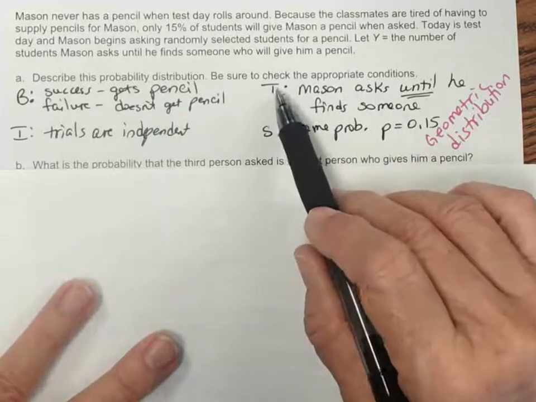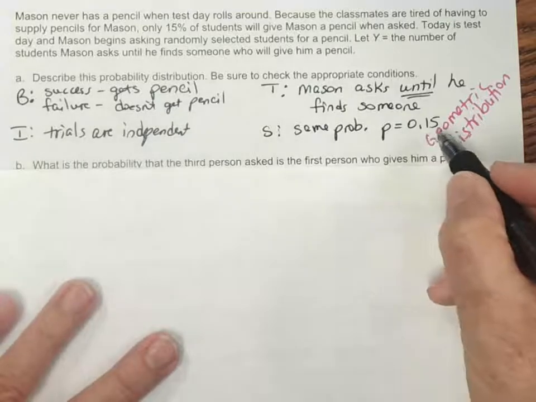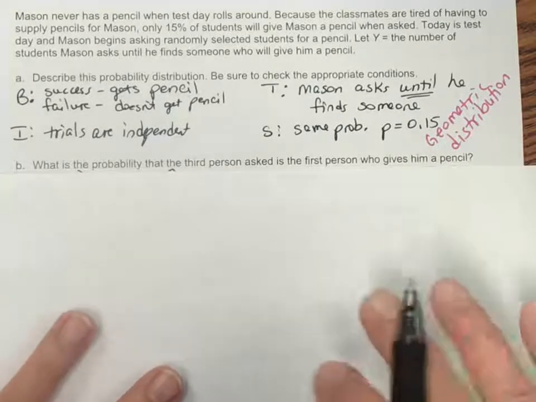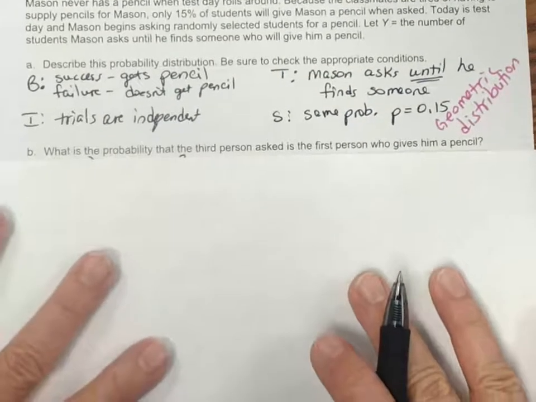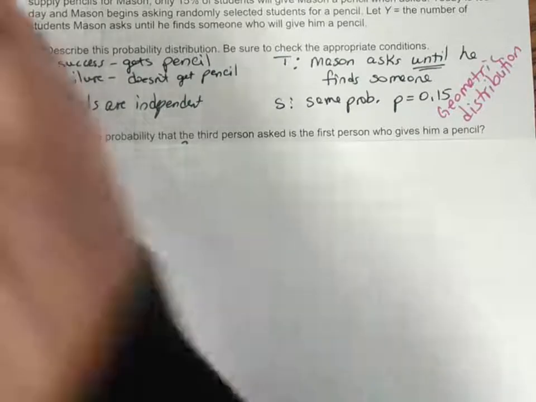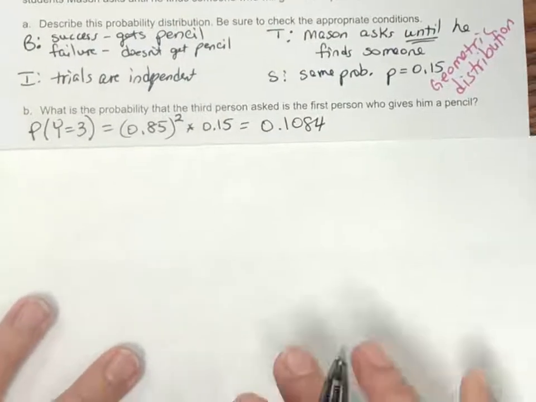So that makes it geometric, not binomial. And the same probability: the probability is 0.15 of getting a pencil at any one time. So what is the probability that the third person asked is the first one who gives him a pencil? So we want to find the probability of success on the third time.